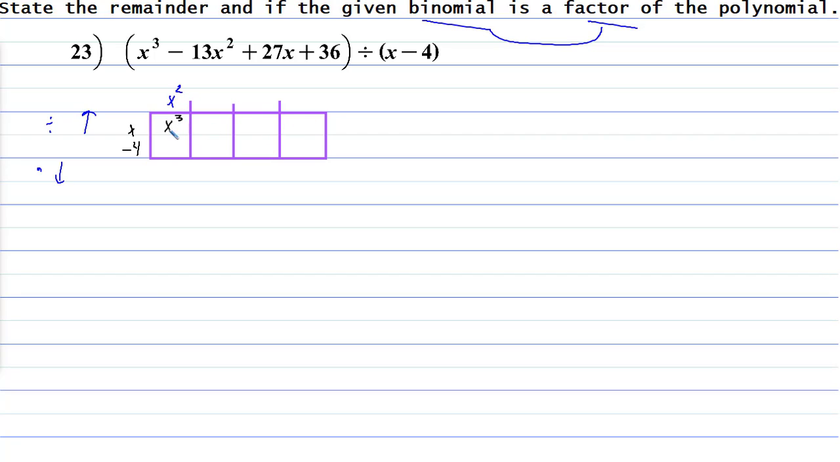And so x squared when we divide. Multiply, we get negative 4x squared. So negative 4x squared plus something is equal to negative 13x squared. That something is a negative 9x squared. I divide to go up and I get negative 9x. Multiply coming down, I get 36x. 36x plus something is equal to 27x. And so that something is a negative 9x.